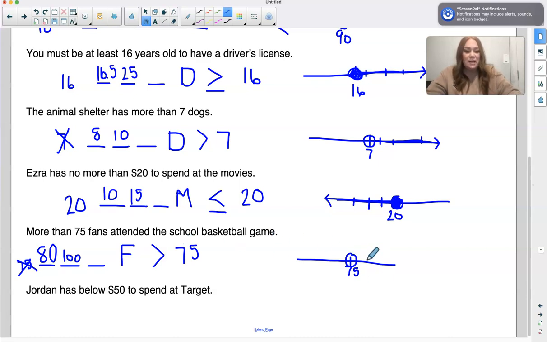So we said it could be 80. I said it could be 100. Maybe you said there were 200 fans there. So all of these go to the right. So I start at my circle and draw my arrow to the right.